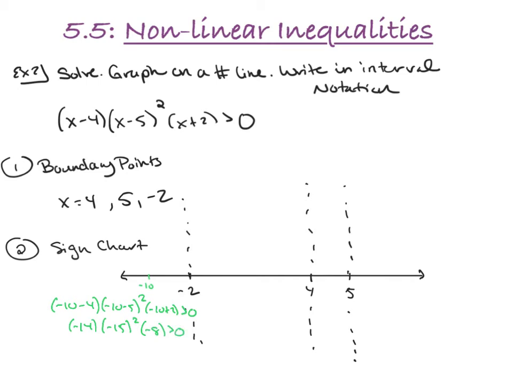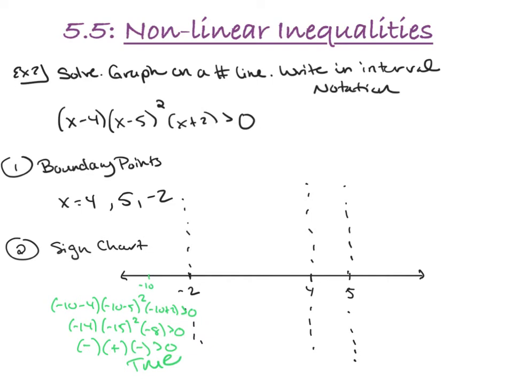So what we have here, and this is the part that I'm going to skip to for the next couple columns, is a negative number, negative 14. Negative 15 is negative, but we square it, so that will be a positive number, and negative 8 is a negative number. A negative times a positive times a negative is definitely greater than 0, so we have true for our first column.